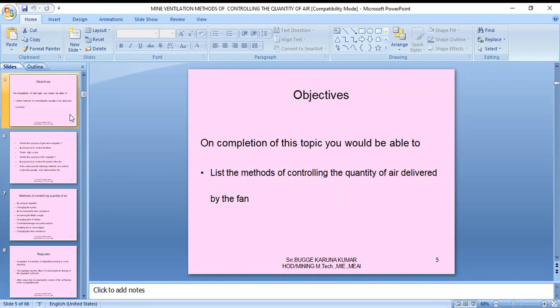List the methods of controlling the quantity of air delivered by the fan. So, what are the methods? After completion of this lesson, you will be able to know which methods control the quantity delivered by the mechanical ventilation, not by natural. Of course, natural will be added to the mechanical overall air quantity. How to distribute it around the mine is the prime object of today's lecture.